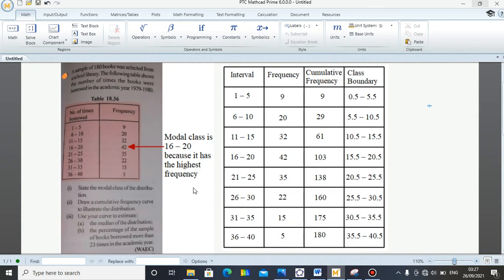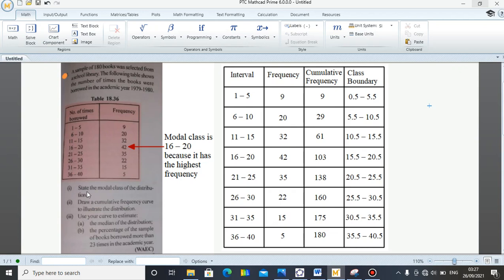So this is the first question. You can see the question on this side. It's talking about a sample of 180 books was selected from a school library, and this is a table that shows the number of times the books were borrowed in the academic year 1979 to 1980. So without wasting time, let's go straight to the solution.